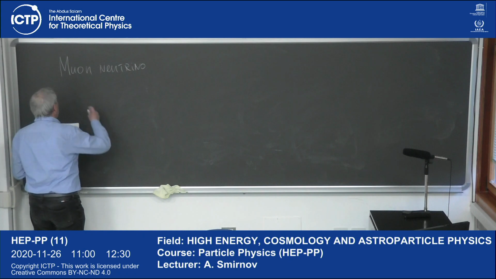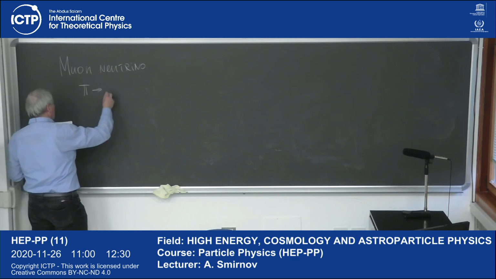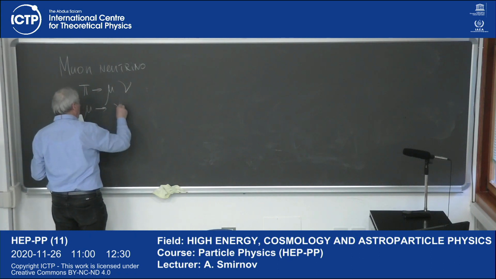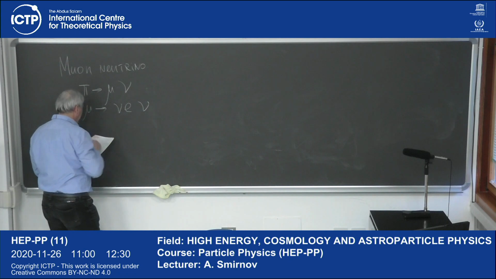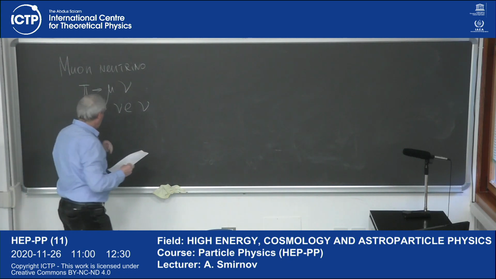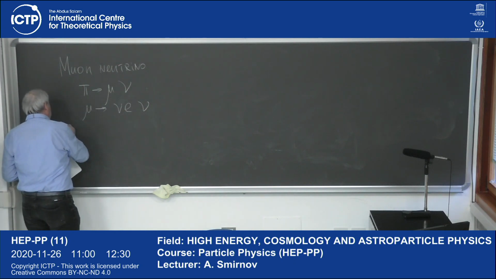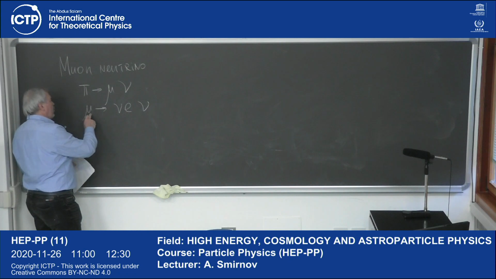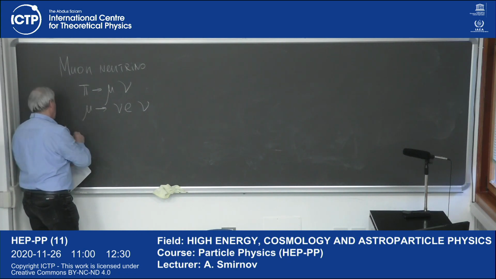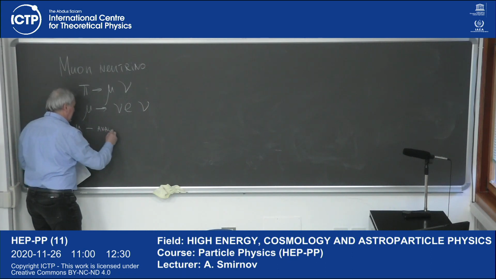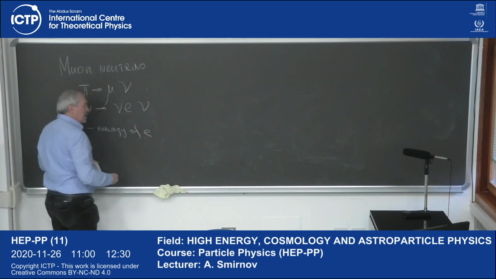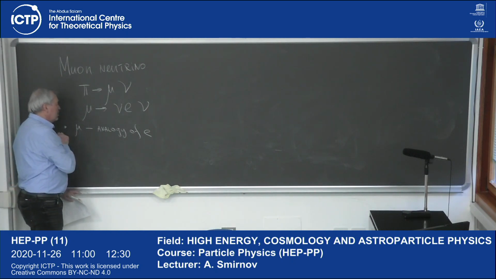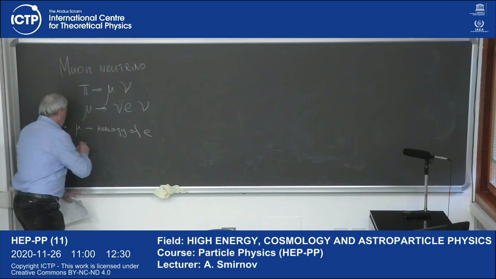Remember, we discussed processes like pion decay, pion going to mu and neutrino, and also the decay of muons into nu, e, and another nu. One of the important observations that Bruno Pontecorvo contributed was that, first of all, the muon is not a Yukawa particle. It's something analogous to the electron, but with bigger mass. And then there was an idea that probably this muon should be accompanied by its own neutrino.